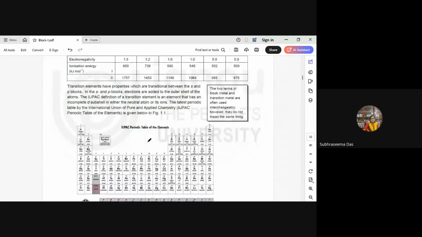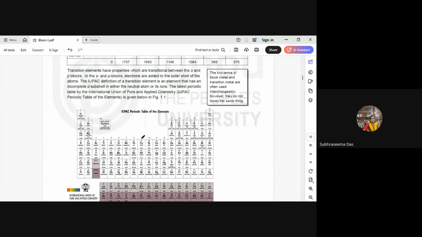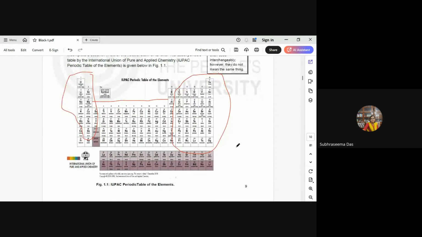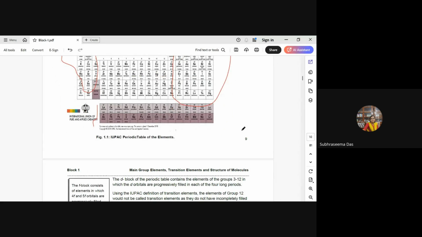As you can see in this periodic table, on the left hand side we can see the s block elements, and on the right hand side we can see the p block elements. The elements that lie within this range are called the transition elements. Now the transition elements further contain the inner transition elements, that we call the lanthanides and the actinides.